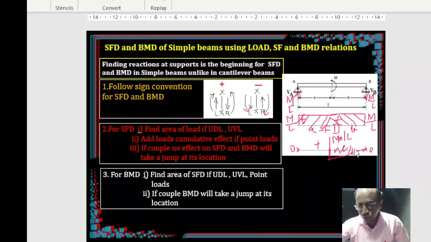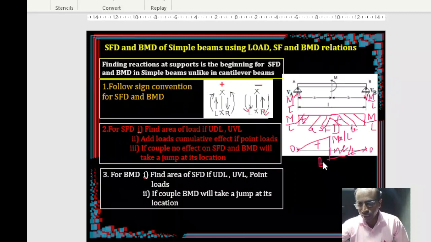Right? Then how to join? So I told you already in the beginning slides that when there is a couple, the variation of this particular bending moment diagram is going to be either a sudden jump when there is a moment, otherwise it's going constantly, constantly increasing or constantly decreasing. So this way it will happen. So join by a linear line on either side. 0 here, Ma by L here, and Mb by L here. Okay, that's all. This is your bending moment diagram.